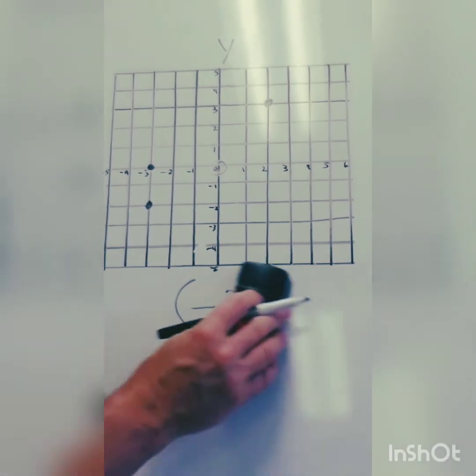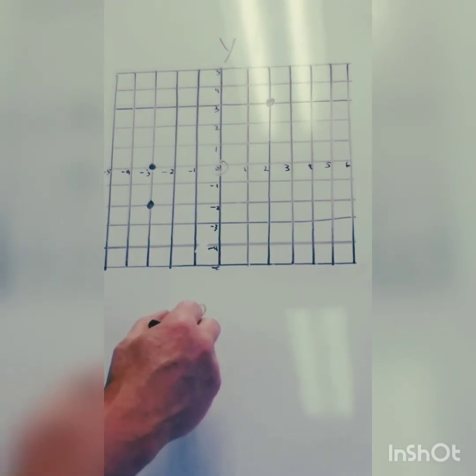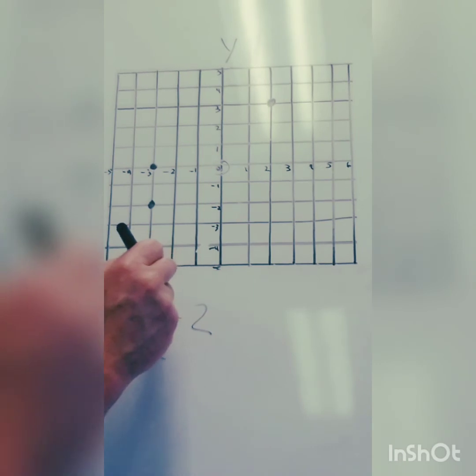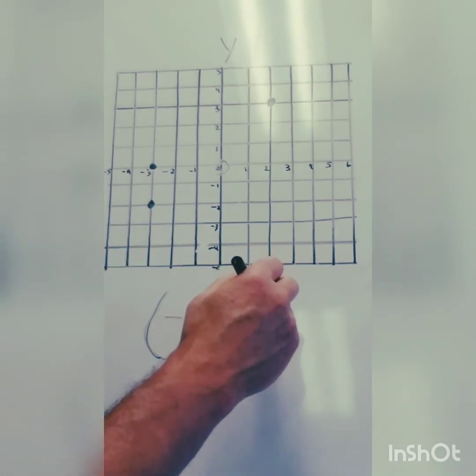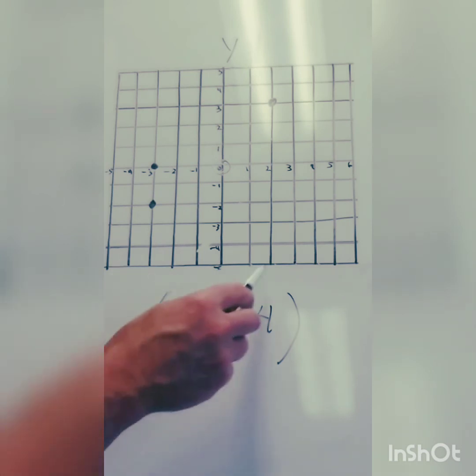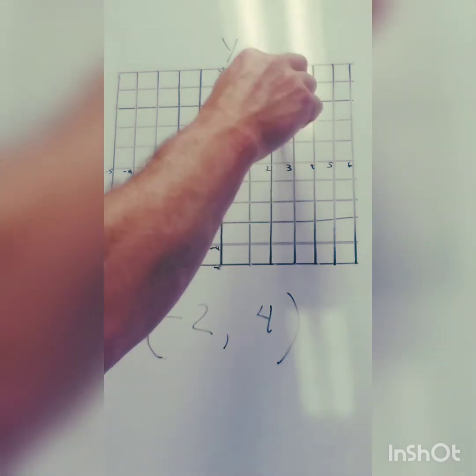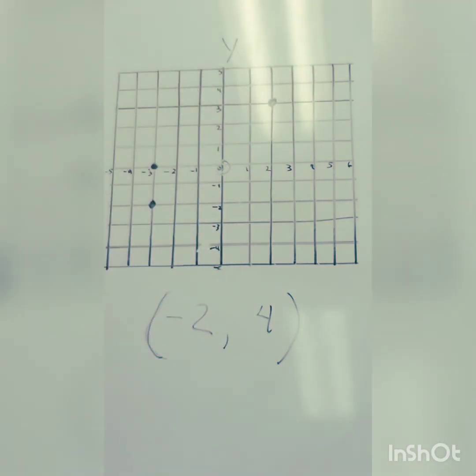So let me ask you then, what would be -2 and 4? I'll give you time to figure out where that's going to be on the plane. And then I'm going to mark it, and I want to see if you're right. Okay? Pay attention. You got it figured out where it's going to be? Is it going to be here? Is it going to be here?